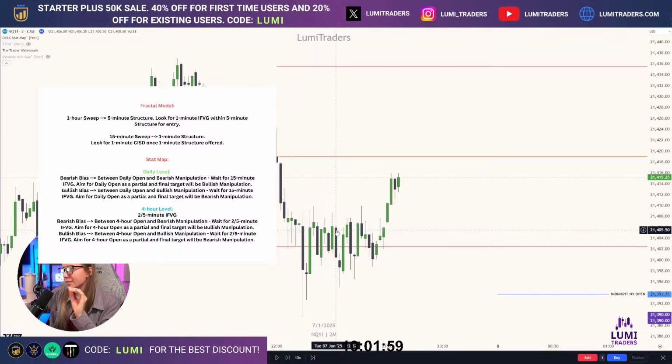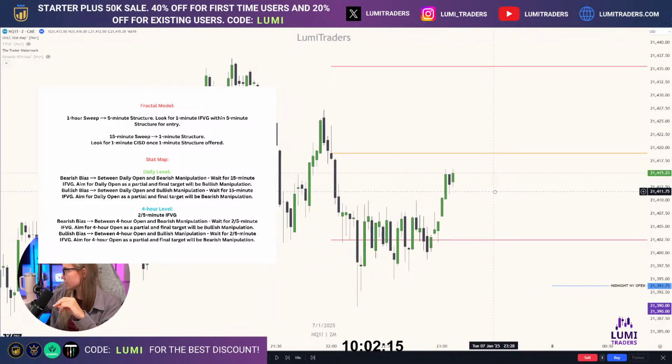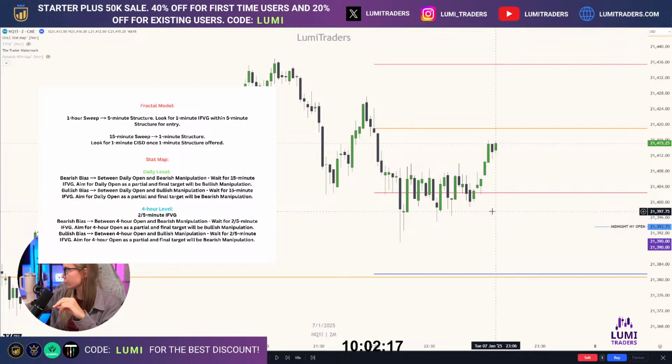So pretty much consolidation right here. We got the 4-hour open. This orange line is the 4-hour open. This pink line is the bullish 4-hour manipulation. This opposite pink line is the bearish 4-hour manipulation level. I guess, can you see this, guys? I'm going to move a little bit like this.